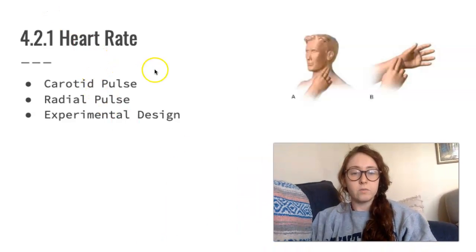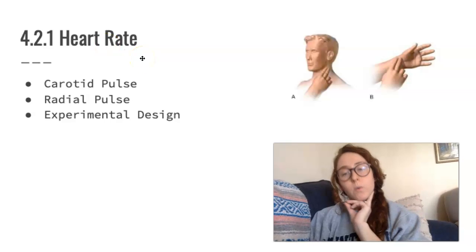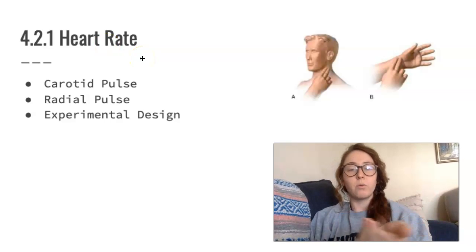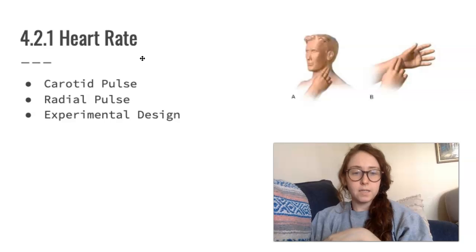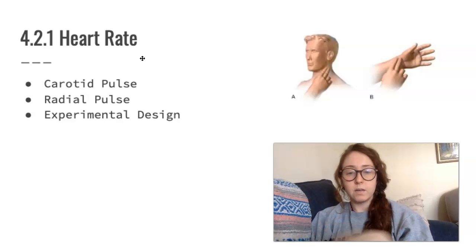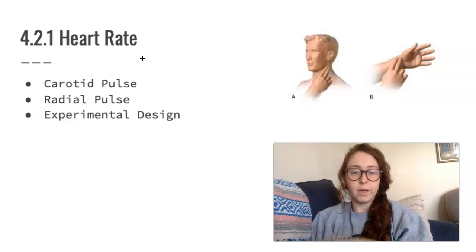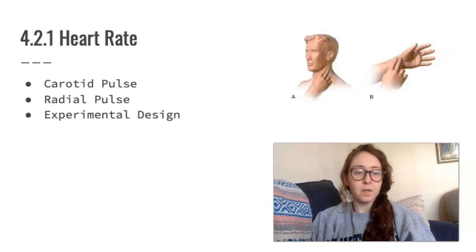Okay, so if you are at risk of heart disease, some things that a doctor might want to look at is, first of all, your heart rate. So we measured our carotid pulse in our neck, we measured our radial pulse, and then you designed an experiment to test what the effect of an independent variable of your choice would have on heart rate, and you wrote a lab report for that experiment.